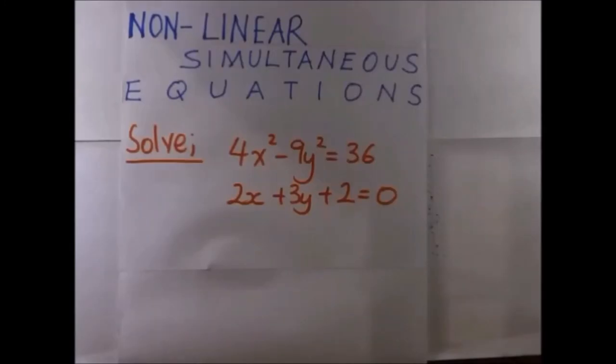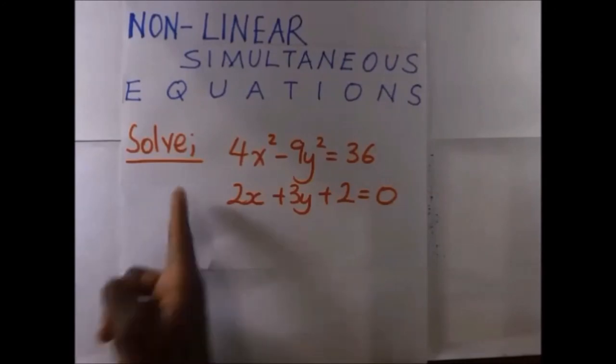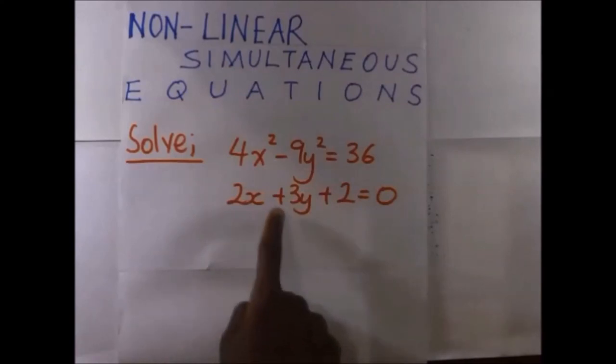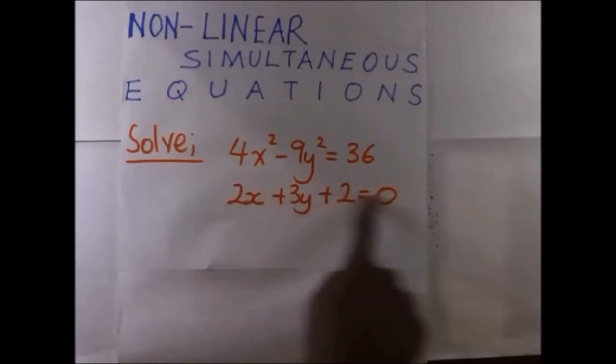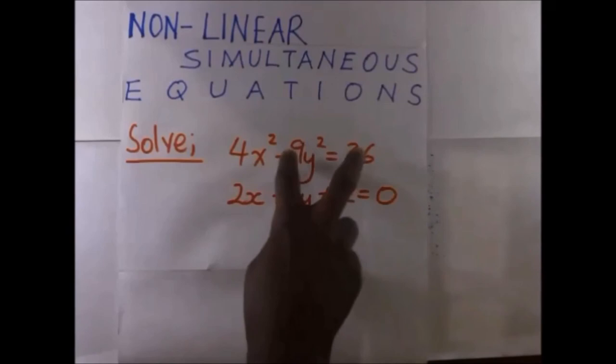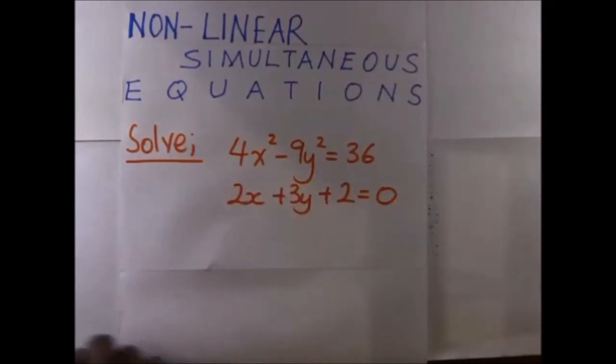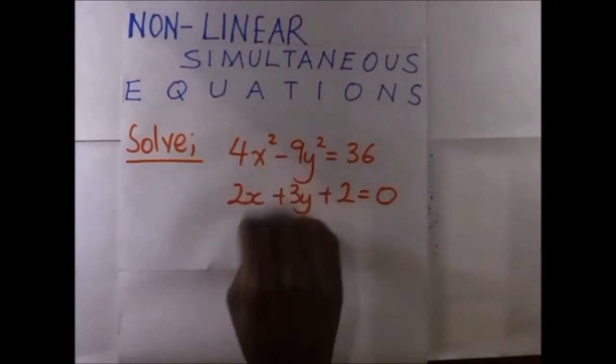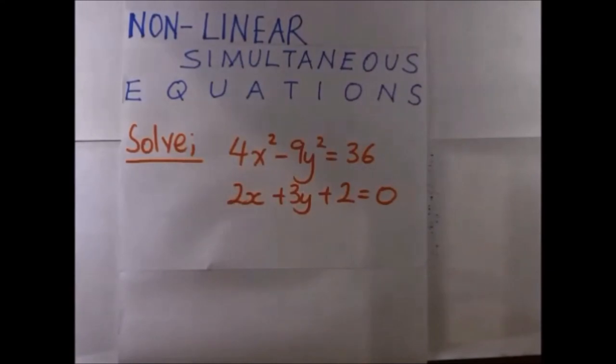Now in nonlinear simultaneous equations, we deal with pairs of simultaneous equations with at least one being nonlinear. If you look at this pair, this is a linear equation, and this is a nonlinear equation. So this is what we mean by nonlinear simultaneous equations. So how would you solve for that?